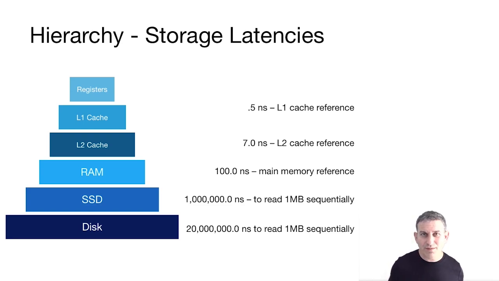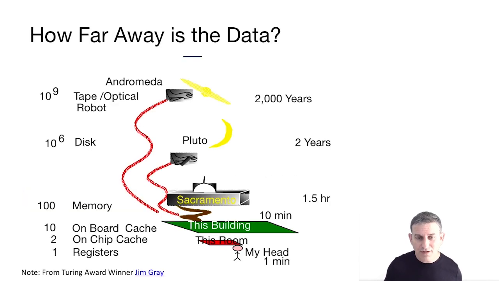And to give you a flavor of how different these things are, it helps to think about not time, but space. So here's an analogy from Jim Gray, who's a pioneer of relational databases and transactions, and winner of the Turing Award. And he makes the analogy with this: registers are like your head. By contrast, going to disk is like going to Pluto. Right, that's the timescales we're talking about. If it takes a minute to get something out of your head, it takes 2 years to get it from Pluto. Okay, so on-chip cache might be in the room, on-board cache in your building.